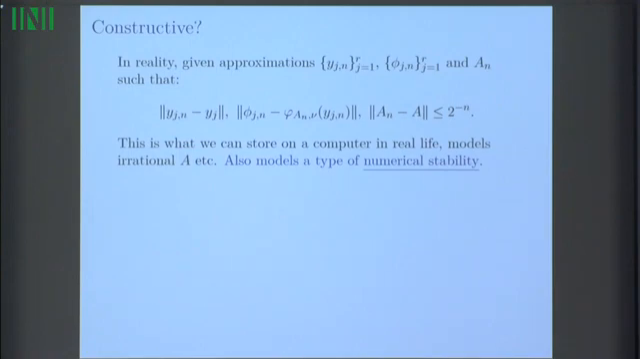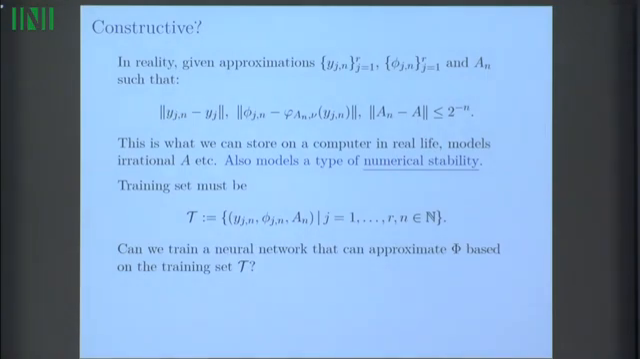You can't store, say, the discrete Fourier transform exactly. You need to take some rational approximation. But it also models a type of numerical stability. So if you can construct a neural network which takes this input and still gives you something sensible, then you've got some robustness. So the training set I'm going to consider is just these collections. And then the question is, can we train a neural network that approximates phi, so this approximation, or rather this solution to basis pursuit, using just this training data?